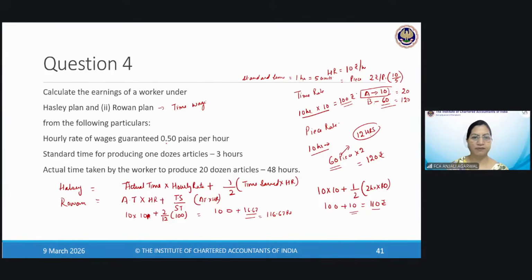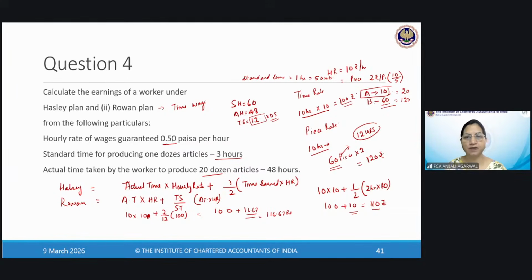If the hourly rate is 50 paisa, and the standard time for producing 1 dozen articles is 3 hours, and 20 dozen articles are produced, that means standard hours are 60 and actual hours are 48. Therefore, time saved is 12 and the hourly rate is 50 paisa. So under Halsey, 48 into 50 paisa is 24 rupees, plus half of what is saved: 12 into 50 paisa is 6 rupees, half of which is 3 rupees.